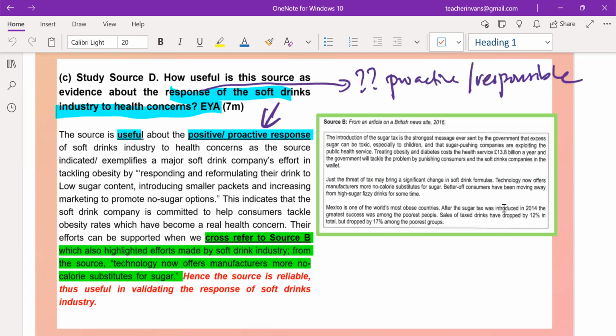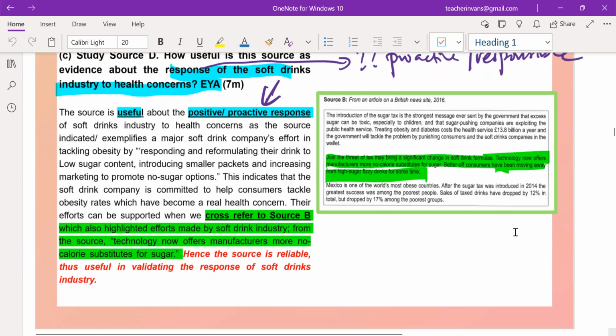So these words are important even before you unpack, even before you cross-reference. Okay, and you will cross-reference. So you unpack the source D itself. So what is the cross-reference? The best cross-reference is actually to source B, where you can see in the second paragraph, just the threat of this may change and technology does have a substitute. Okay, so hence it is reliable, thus useful in validating that the response has been proactive. All right, write this well, and this would be one solid paragraph.